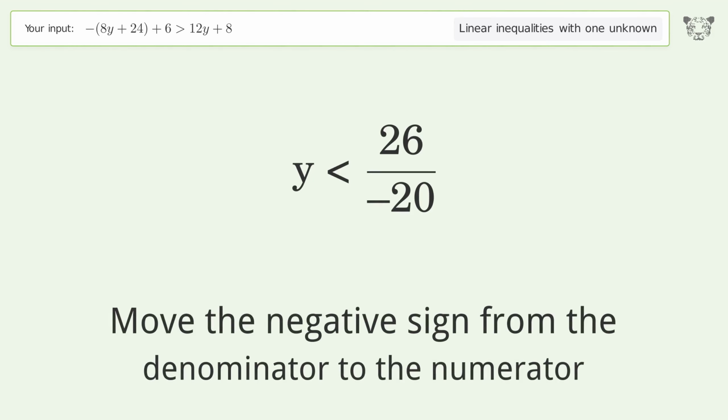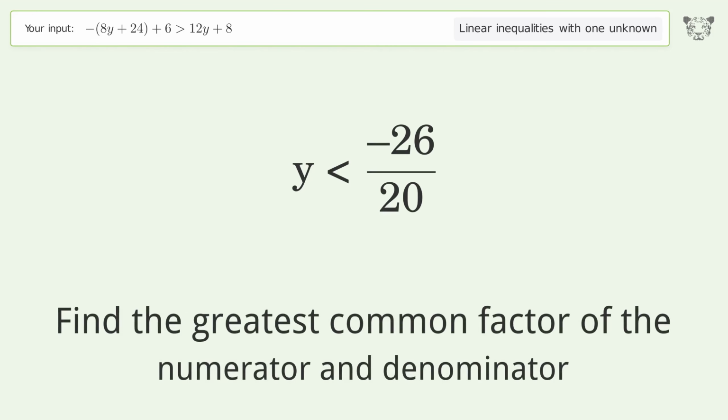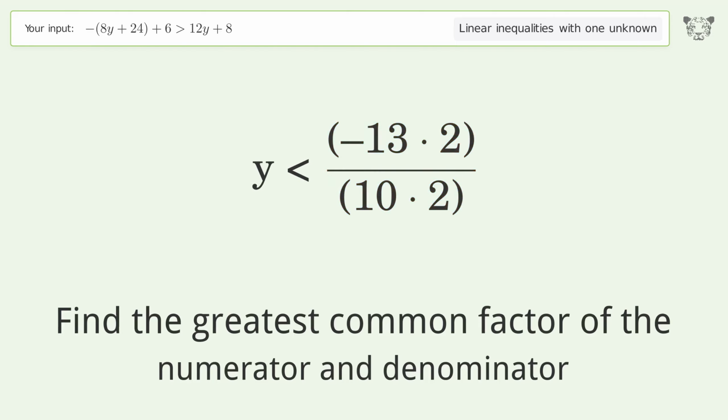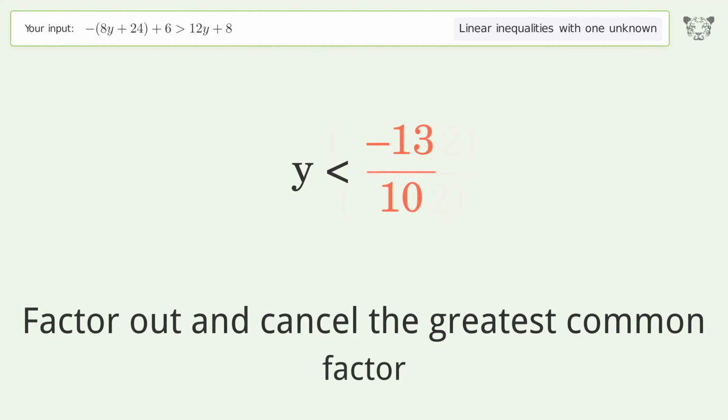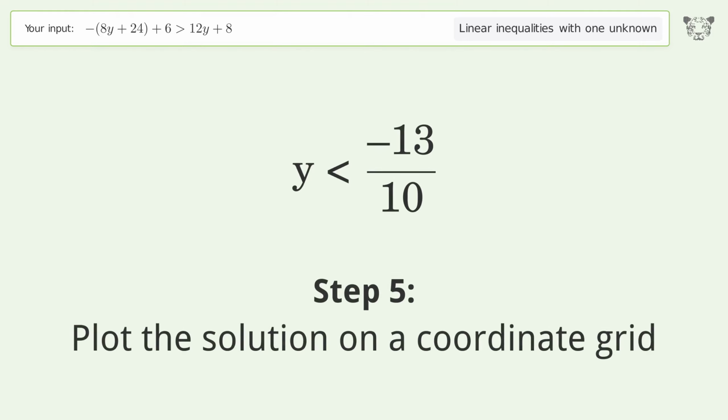Move the negative sign from the denominator to the numerator. Find the greatest common factor of the numerator and denominator. Factor out and cancel the greatest common factor. Plot the solution on a coordinate grid.